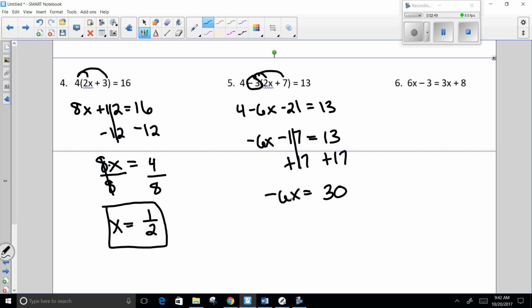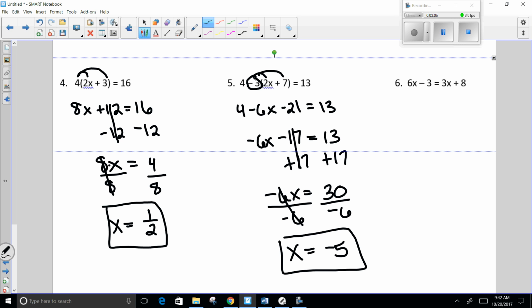Now I have multiplication. I'm going to get rid of multiplication by dividing by negative 6. The reason I divide by negative 6 is because I want to get rid of multiplying by negative 6. That becomes x equals negative 5. X is by itself. There's my final answer.